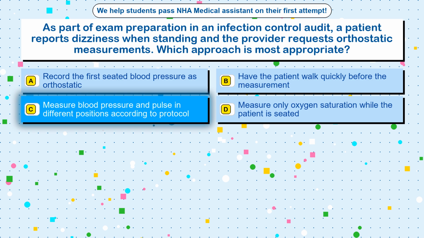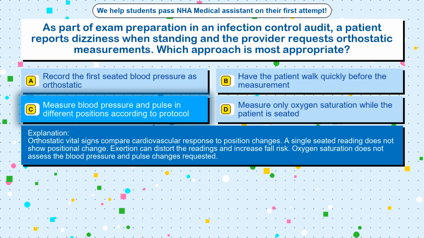The correct answer is option C, measure blood pressure and pulse in different positions according to protocol. Orthostatic vital signs compare cardiovascular response to position changes. A single seated reading does not show positional change. Exertion can distort the readings and increase fall risk. Oxygen saturation does not assess the blood pressure and pulse changes requested.